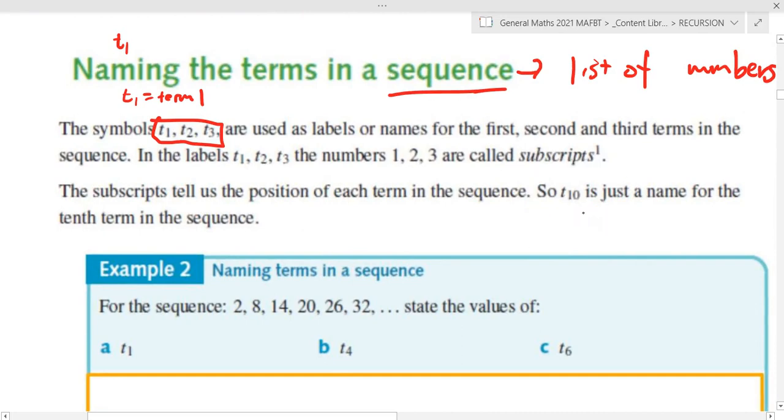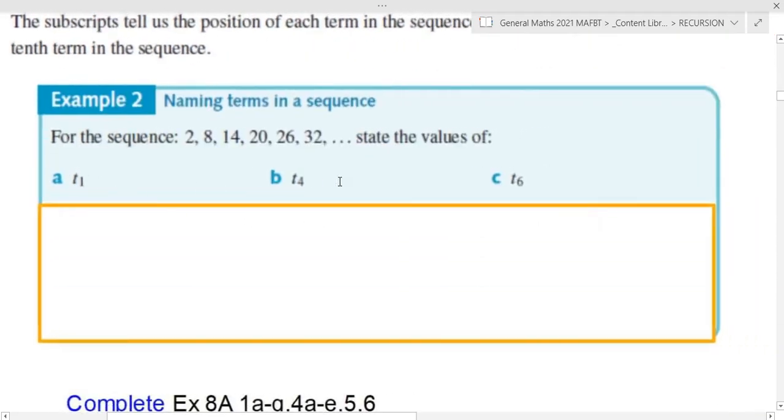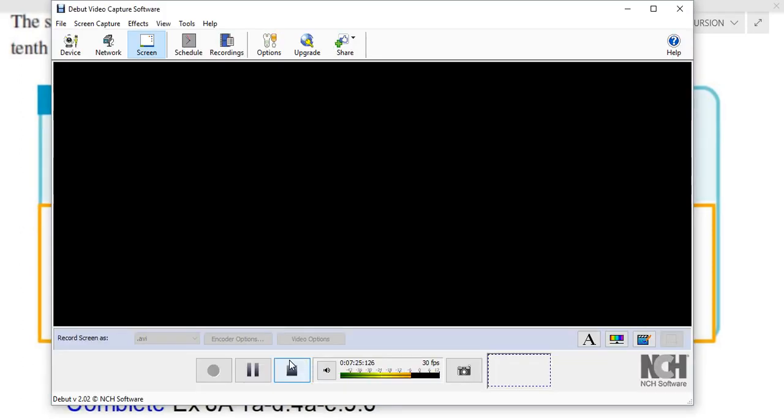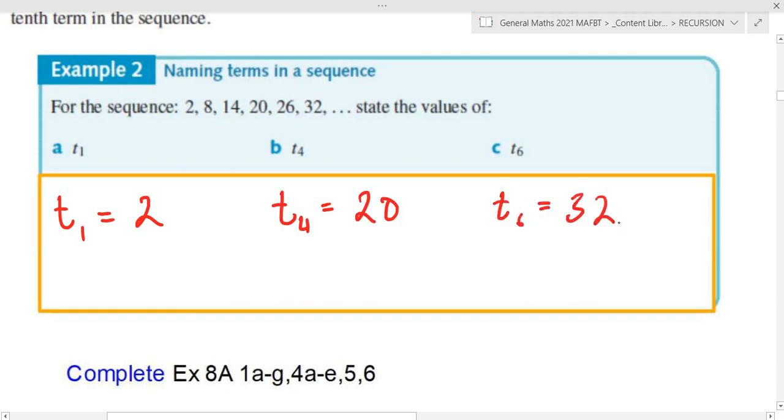Easy. So what I want you to do for these sequences is label what is T1, what is T4, what is T6 in this sequence. What's the first number, guys? 2. So the way you want to write your answer, don't just write 2 for me. Write it like this: T1 equals 2. First number is 2. Make sure you put the subscript in. T4, good. Fourth number is 20. And then T6, 32.